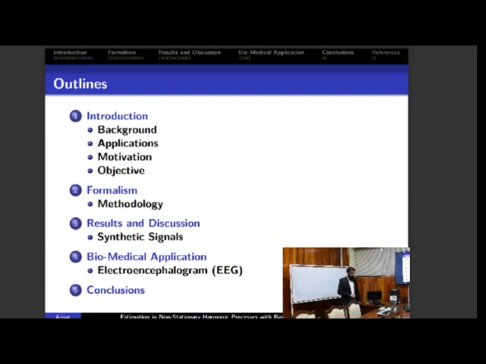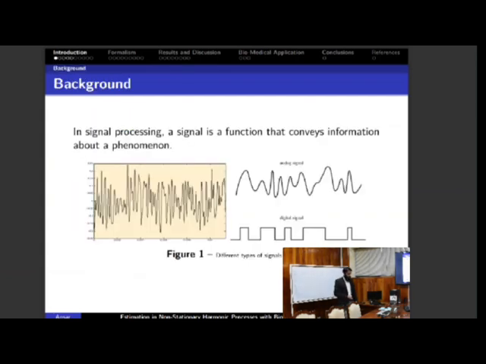First we have outlines. We'll start with the background of this study, followed by applications, then we'll see the motivation behind the study, and then we'll state the objective. Next, we will have methodology of the proposed work, followed with some experimental results on synthetic signals, and then we will see a biomedical application, electroencephalogram, EEG signals, where we have applied our proposed work. Finally, we'll end with conclusions.